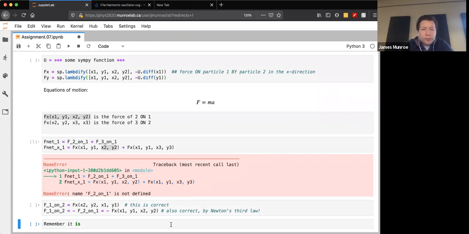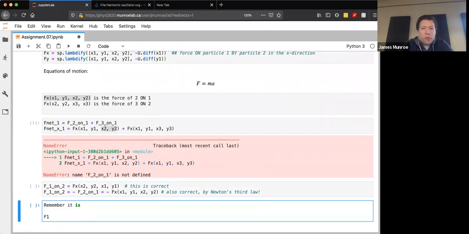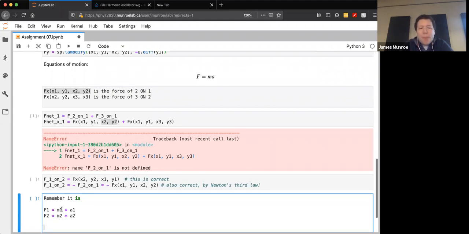Remember, it is F1 equals M1 times A1. F2 equals M2 times A2. Okay? These masses don't need to be the same even if the forces are the same.